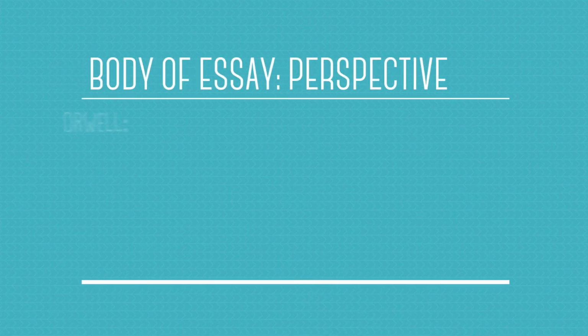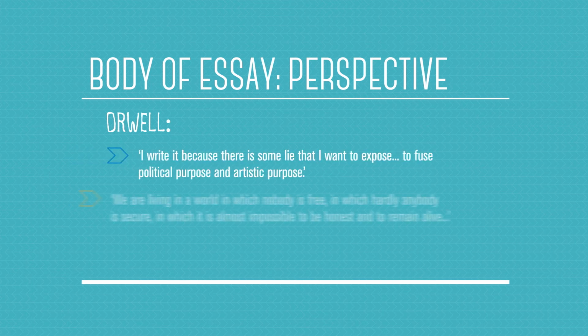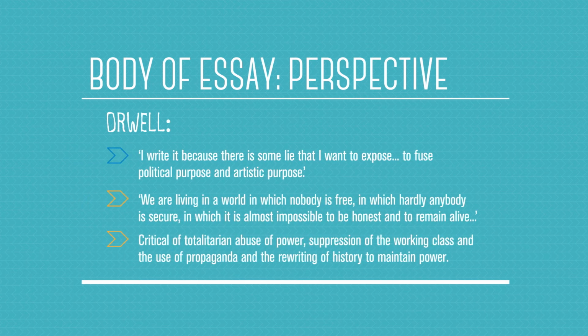And of course, perspective. Lang and Orwell, both are actually very conservative and traditionalist. Both hearken to the golden age. Lang is a conservative Christian, but he's critical of dominant ideologies. Orwell himself writes for a political purpose. He actually says he wants to fuse artistry with a political purpose. And he says, I write because there's some lie I want to expose.